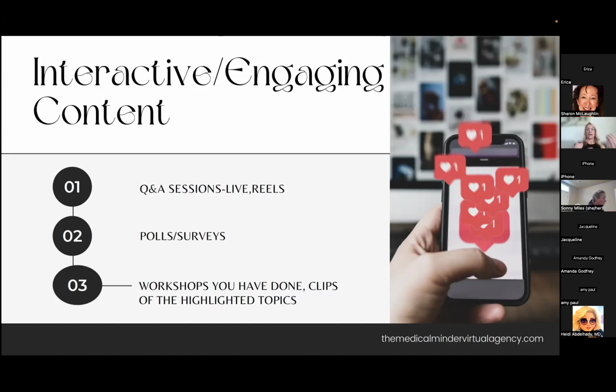You want to do Q&A sessions on your stories, lives, and through reels. Always put the polls and surveys in your stories. Those are always fun, and it also triggers the algorithm. The more people interact with your stories, the more it shows your profile to other people. So that was always helpful.